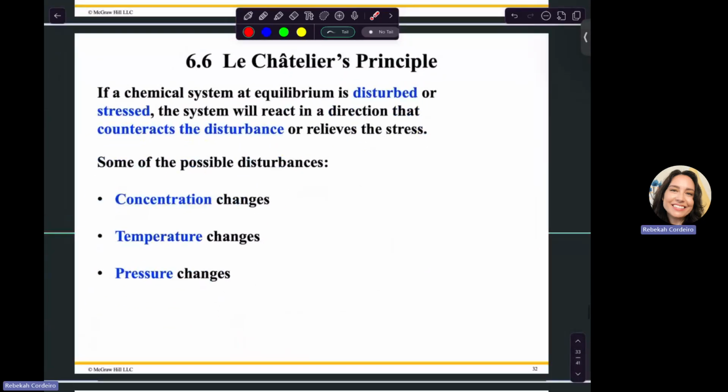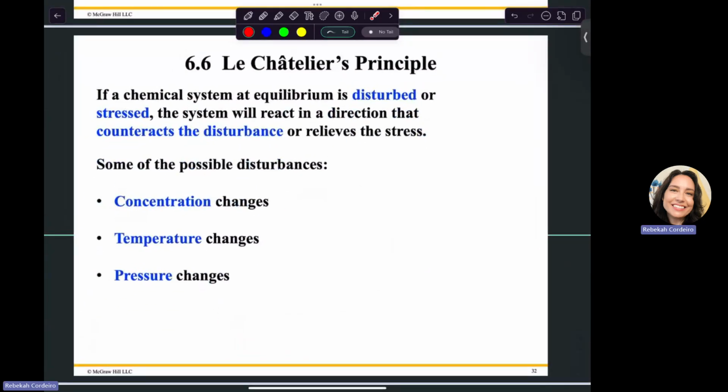And the last little topic for chapter 6 is a fun one. This is Le Chatelier's principle. It says that if you have a chemical in equilibrium and you mess with it, let's say you add some reactant, you take away some products, you change the temperature, you change the pressure, it's going to stress the system, and the system is going to move in a way to alleviate that stress. So if we're at equilibrium, we want to go back to that equilibrium state, because the equilibrium state is a low energy state.